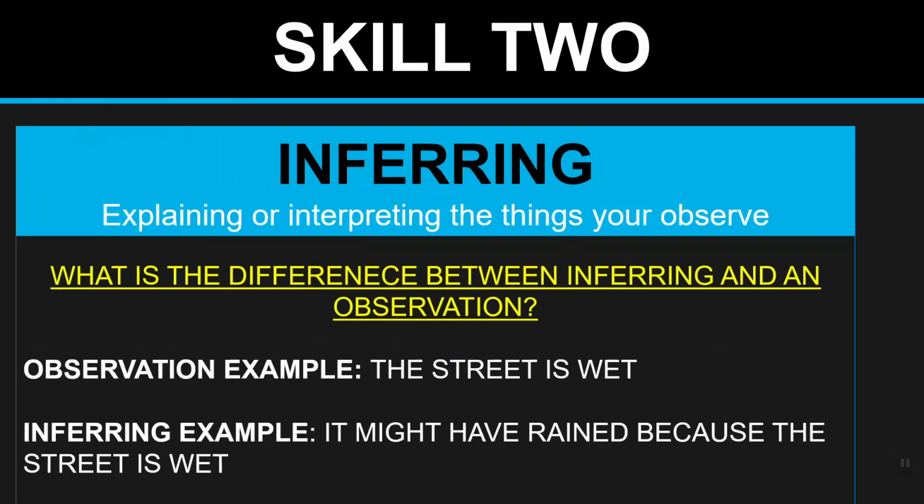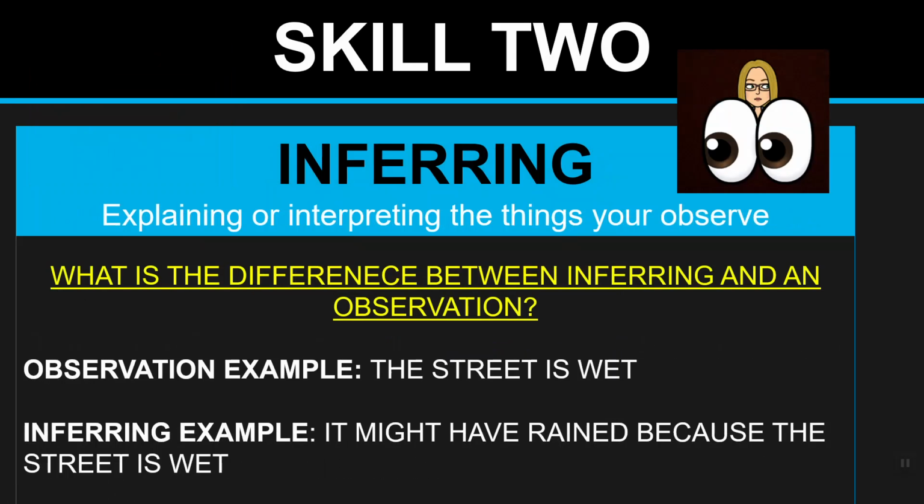Skill number 2 is inferring. Inferring is explaining or interpreting the things that you are observing. So what is the difference between inferring and an observation? Well, an observation would be just the street is wet. You looked outside and you saw that the street was wet. An inference would be, well, it might have rained last night because the street is wet. So you're using what you observed and making an inference on what you believe happened because of that observation.